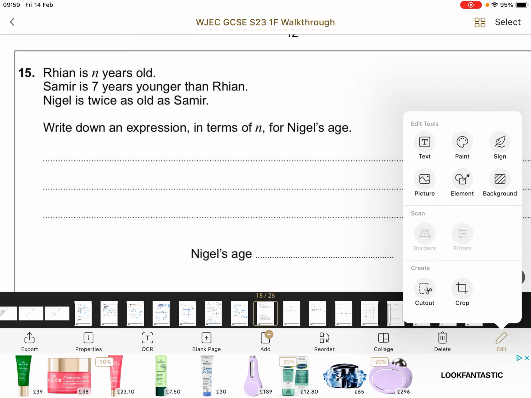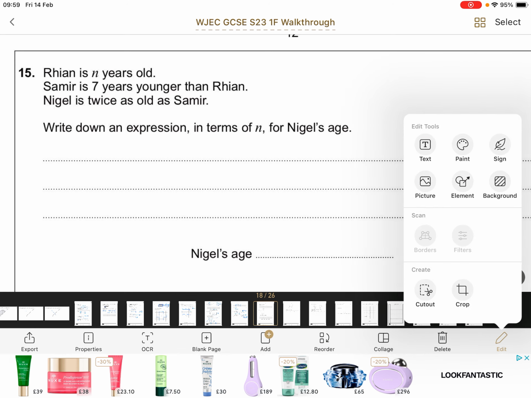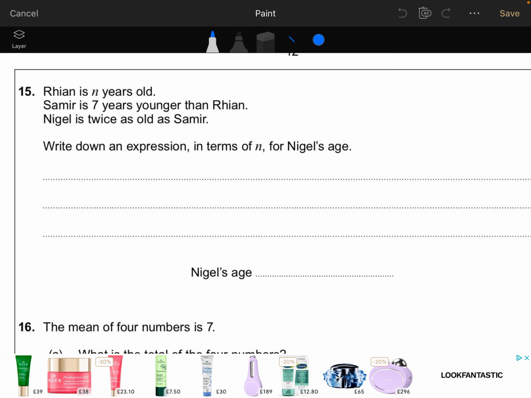Question 15 rather. We're getting close to the end of the paper here, I think, the way we're going. Rian is n years old. Samir is 7 years younger than Rian. Nigel is twice as old as Samir. Write down an expression in terms of n for Nigel's age. Wow, that's quite a complicated sounding question, isn't it? So let's break that down.